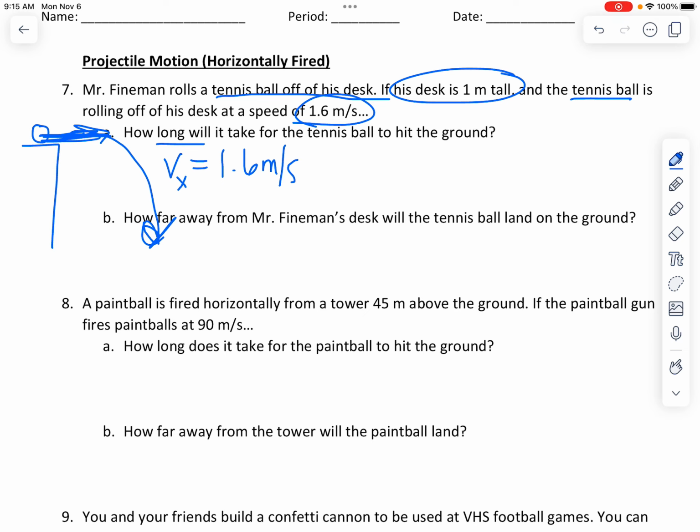And it is a meter tall, so that is a Y component. I'm just going to put a Y value here, it's 1 meter. And it's asking how long will it take for the tennis ball to hit the ground. Also, remember, for the Y component, you know the acceleration is negative 9.8 meters per second squared. And the initial velocity is 0.